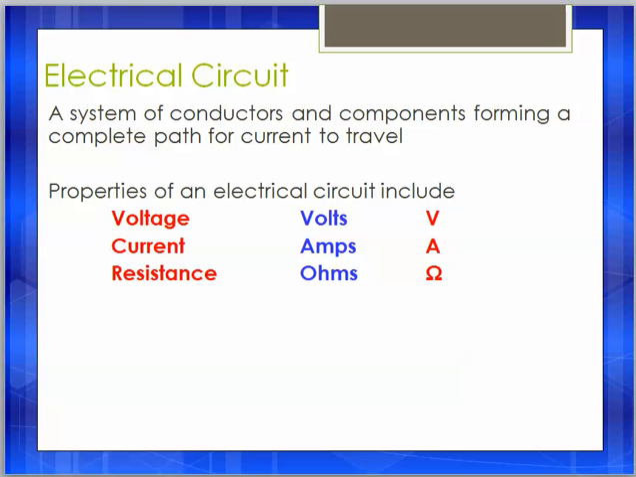Okay, real quickly here, we're going to talk about the electrical circuit. A system of conductors and components forming a complete path for current to travel. Properties of an electric circuit: we have voltage, which is measured in volts, and we use V. Current is measured in amps, and we use an A. Resistance is measured in ohms, and we use this little upside down horseshoe. That's going to be a little bit confusing at first, but you'll get used to it pretty soon.